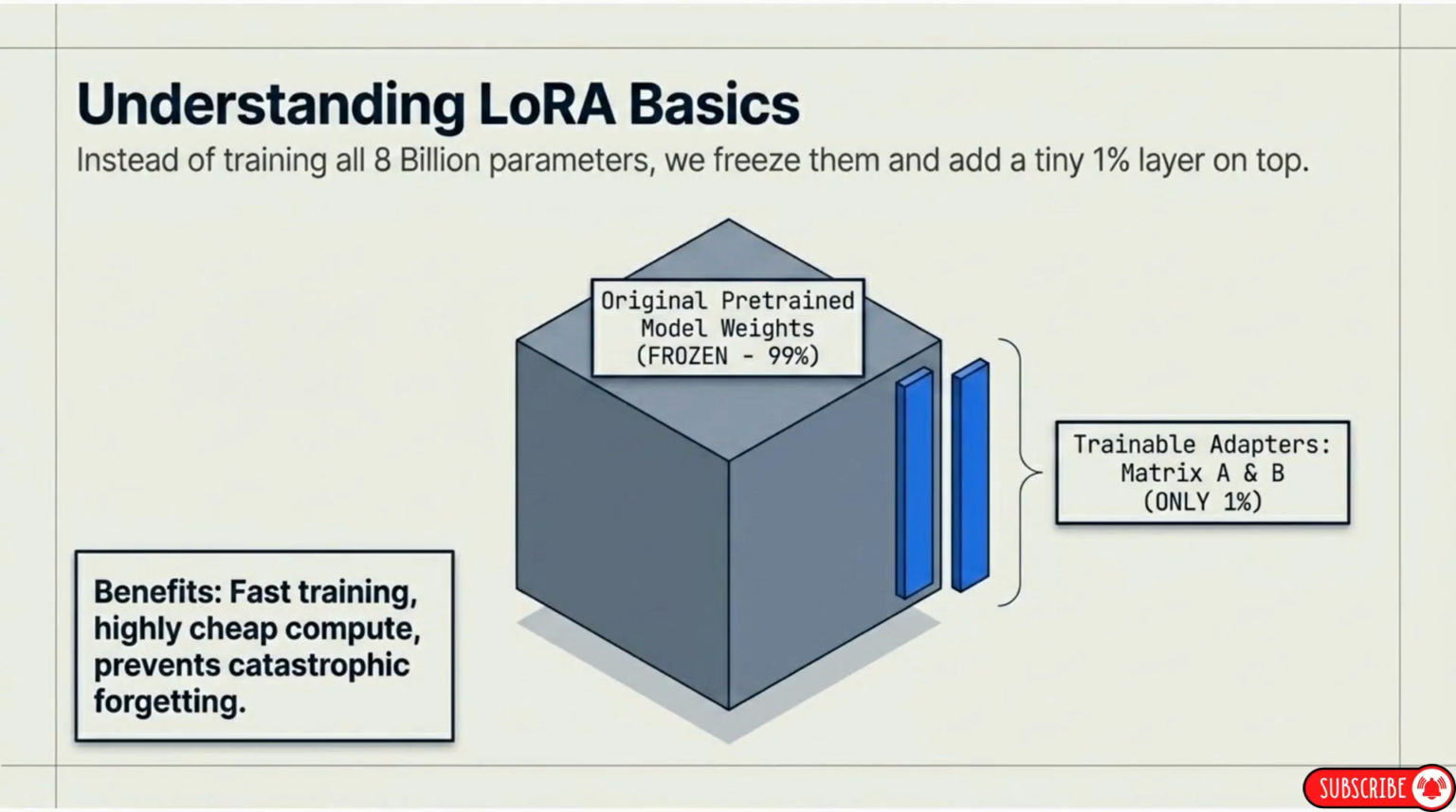Low-rank adaptation. Instead of training all model parameters, we freeze most of the pre-trained model and add a small trainable adapter layer. This keeps training fast, cheap, and safe. It also helps prevent catastrophic forgetting because the base model knowledge is preserved.